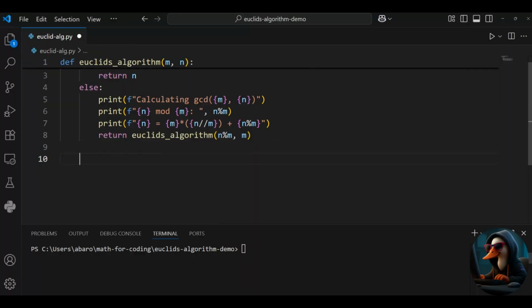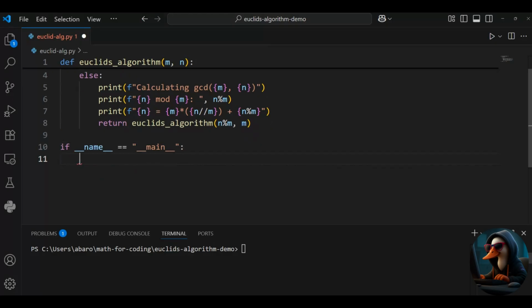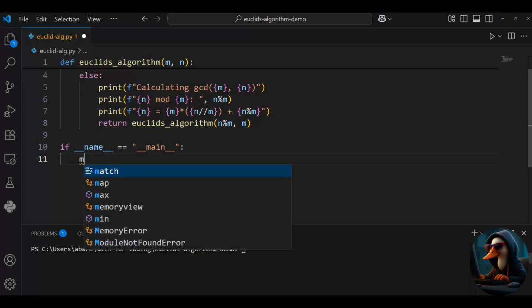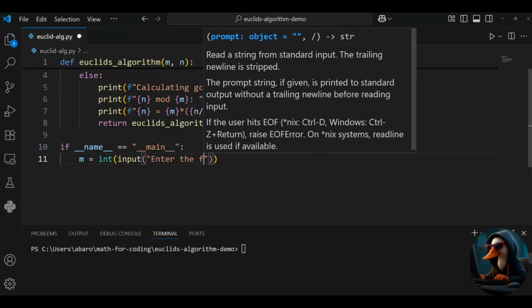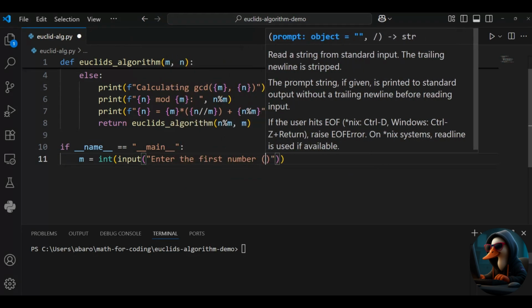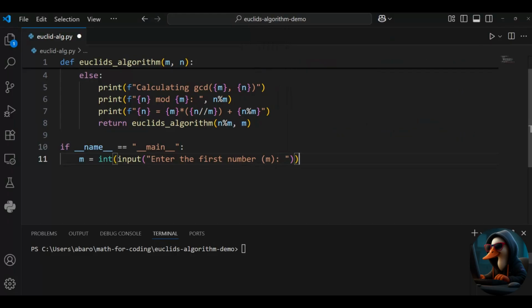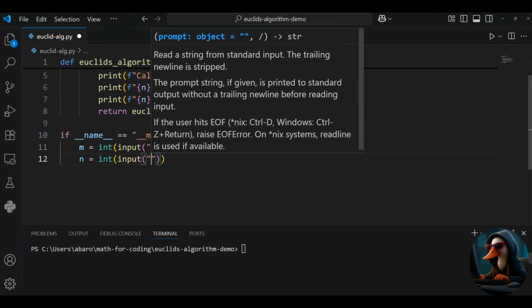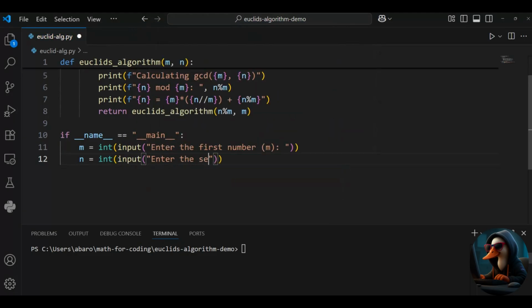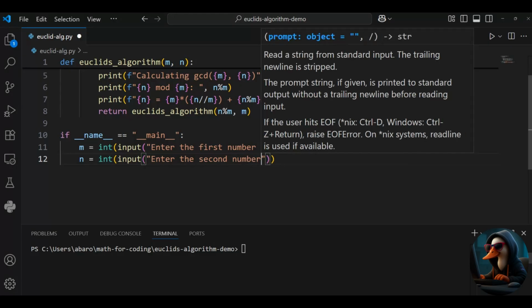Okay, and now let me go ahead and create an entry point. So if __name__ equals main, I'm going to get input from the user. So I'm going to declare one variable, m is equal to an integer input, and I'm just going to say enter the first number m, and I'm going to do the same thing. I'm just going to say n is equal to int input, enter the second number n.